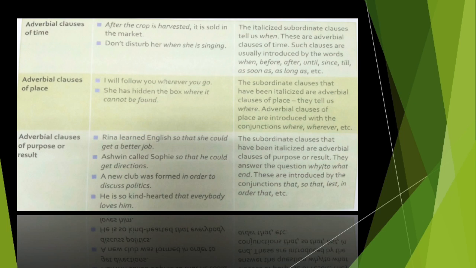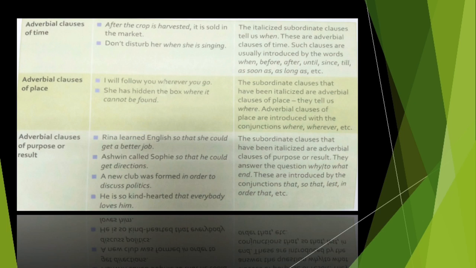Next one is adverbial clause of place. Obviously, they are going to tell us where. Like, I will follow you wherever you go. In this sentence, the subordinate clause, the italicized one, wherever you go, is telling us the place, right? So that will be an adverbial clause of place. And they are introduced with the conjunctions where or wherever. That means these adverbial clauses start with where or wherever.